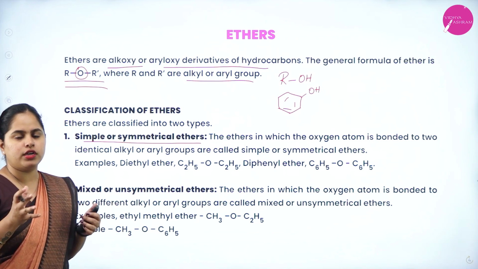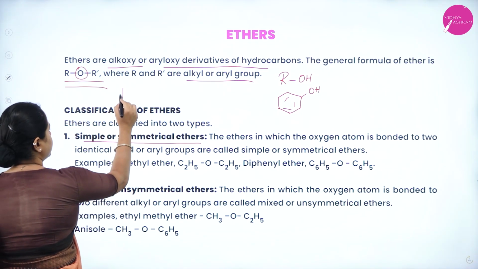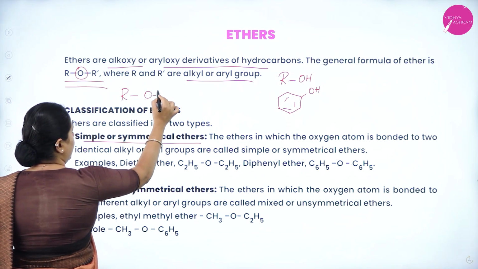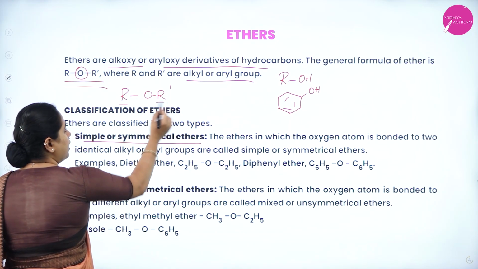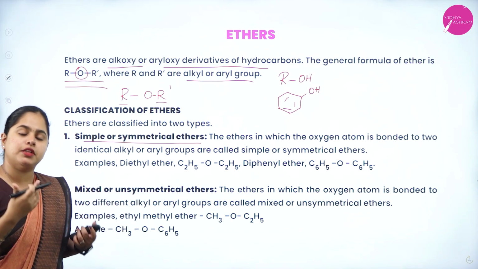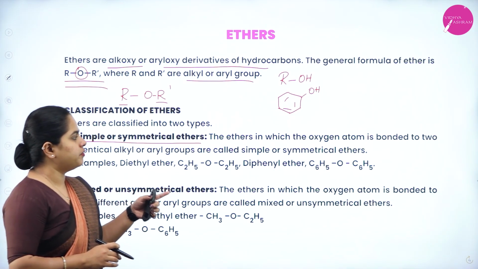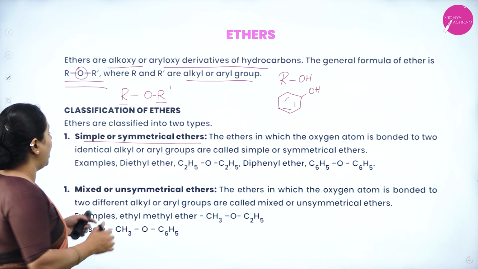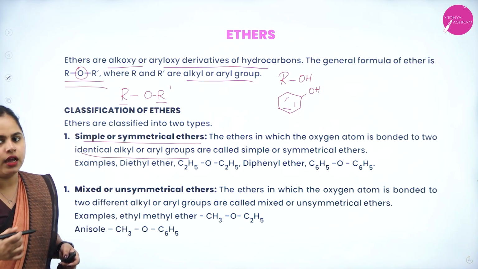Now what does symmetric mean? Something is symmetric there, right? So the general representation is already shown here, R O R dash. Symmetric ether means this R and R dash will be the same, either the same alkyl group or the same aryl group. So that is symmetric. The ether in which the oxygen atom is bonded to two identical alkyl or aryl groups is called a simple or symmetric ether.